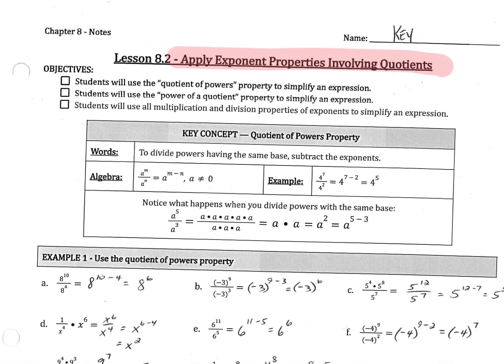If we have two terms with the same base, for example, 4 to the 7th divided by 4 squared, we can subtract those exponents by moving the 2 up, and we end with 4 to the 5th. So it's top exponent minus bottom when we end up on top. Top minus bottom.